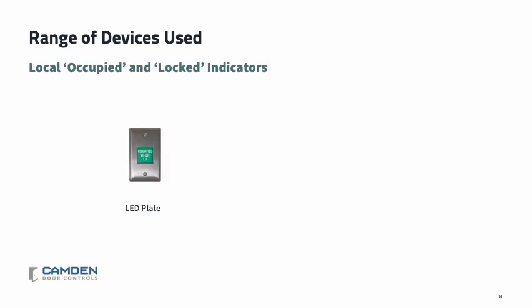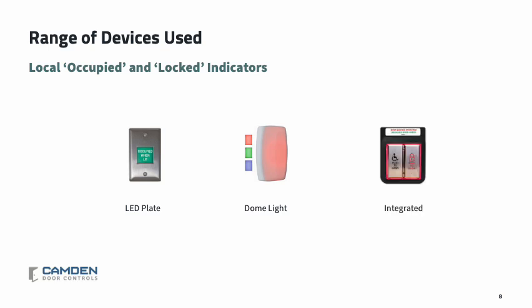There are a few options for local occupied and locked status indicators. Narrow or single gang LED plates are by far the most common type of indicator or annunciator. Another option would be to mount a dome light above the door, but we're also seeing a new generation of integrated devices that combine LED status annunciation with the activation device. The model shown here also includes instructional signage for the system user.